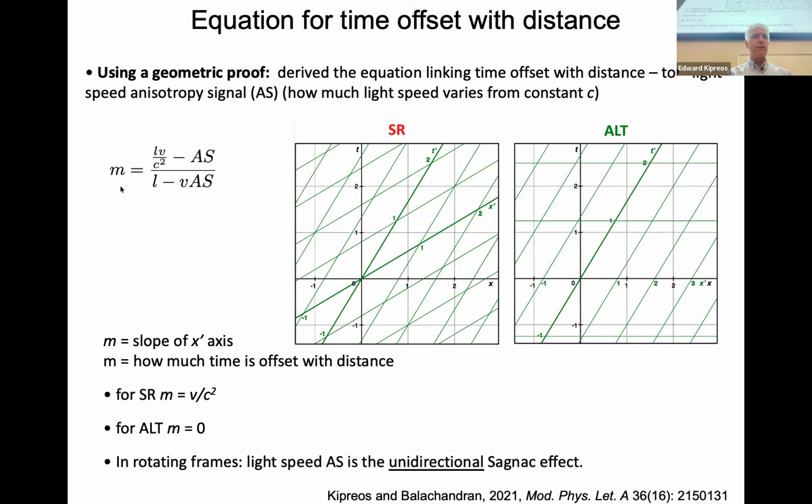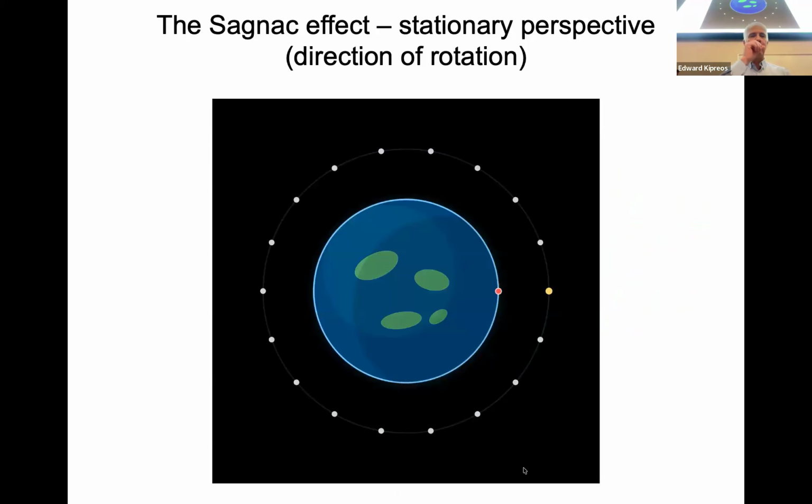Okay, and we came up with this equation where m is the slope of the x prime axis, which tells you how much time is offset with distance. And for special relativity, that slope should be v over c squared. And for Alt, it's 0. And then this anisotropy signal in a rotating frame, that's going to be equal to the unidirectional Sagnac effect. So now I have to tell you what a Sagnac effect is.